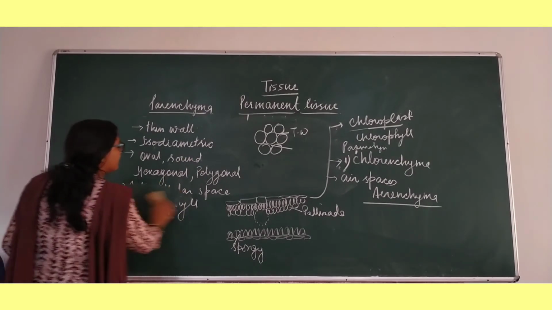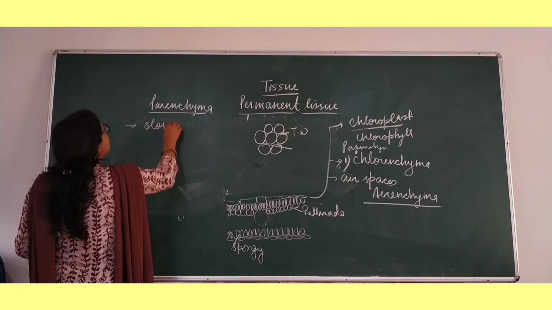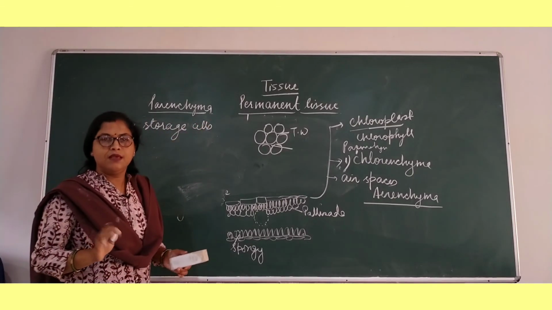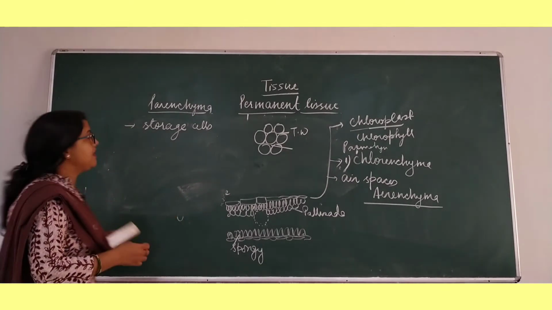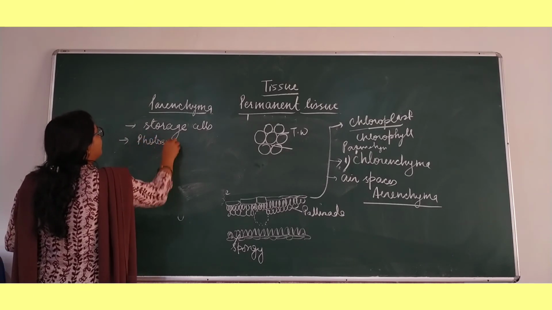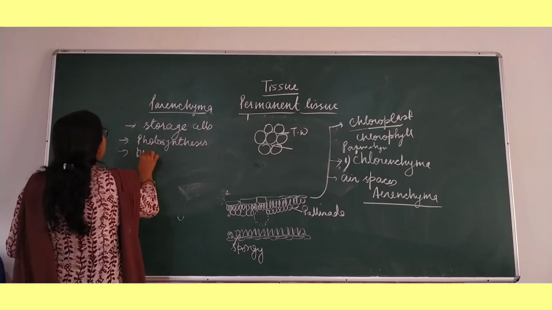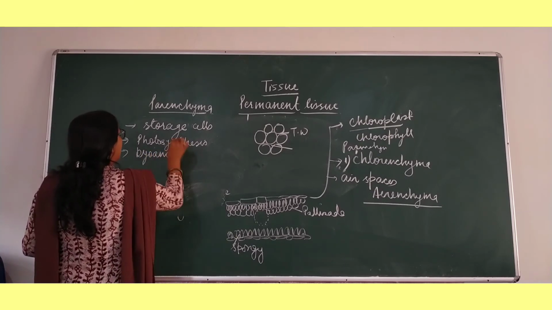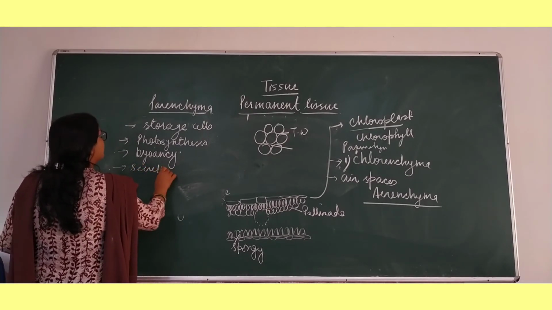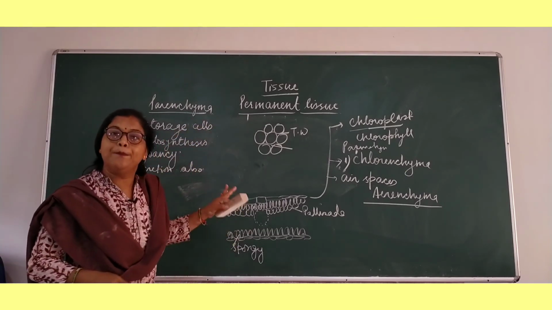Now what is their function? The first function is that they act as storage cells, temporary storage cells. They can store, and if they have chloroplast, then they perform photosynthesis. If they have air spaces, they provide buoyancy to the aquatic plant. Their function is secretion also. So this is all about parenchyma in permanent tissues.